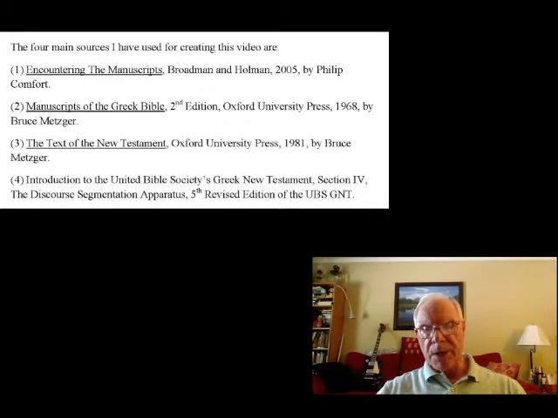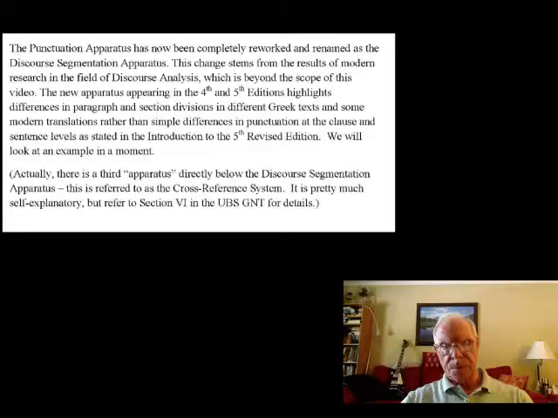Editions of the United Bible Society's Greek New Testament prior to the 4th Revised Edition contained a punctuation apparatus appearing below the textual apparatus. This apparatus pointed out differences in punctuation utilized in different Greek editions and in some modern translations. The punctuation apparatus has now been completely reworked and renamed as the Discourse Segmentation Apparatus.